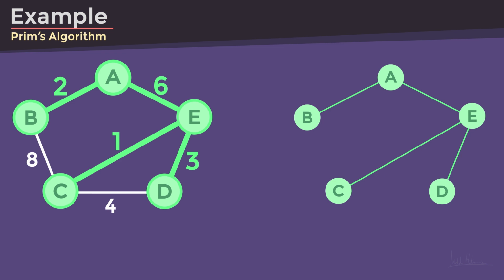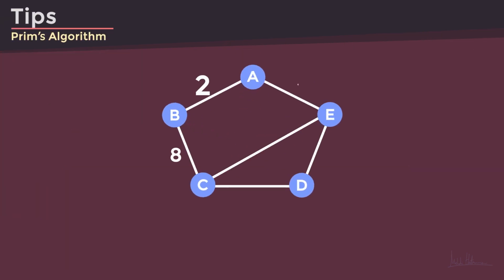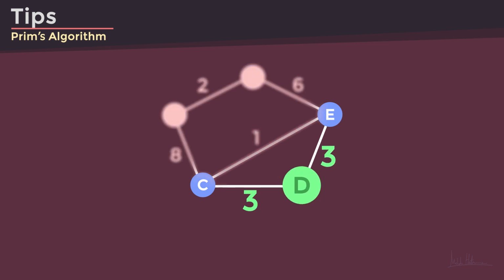Maybe you have noticed that a special case can happen when we have more than one edge with the same weight value. Suppose that the weight value between D and C is 3, just the same as between E and D. Pick the edge between ED or DC randomly and move on until there is no cycle.